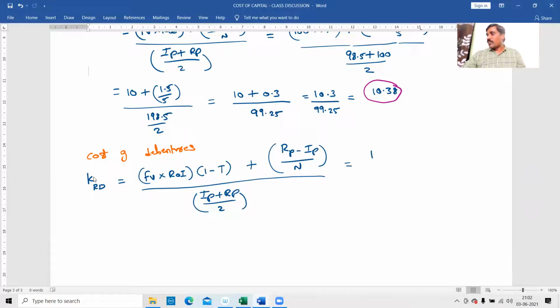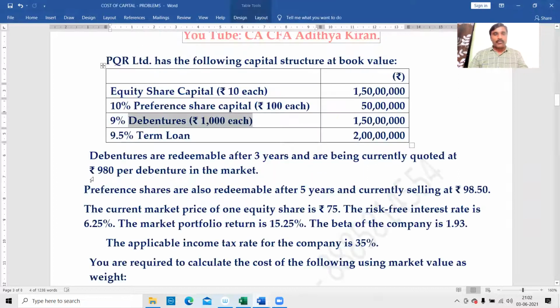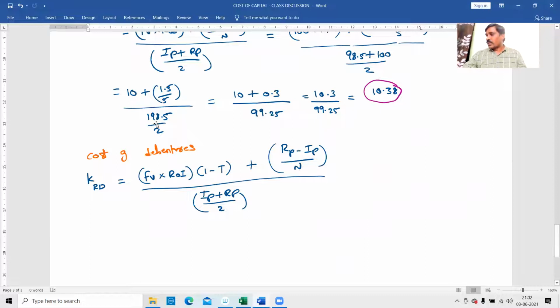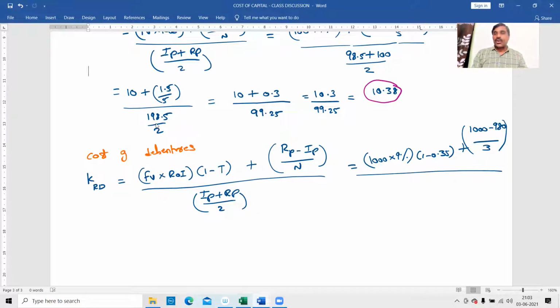What is the face value of the debenture? 1000. What is the rate of interest? 9%. Sorry, 9%. So face value of debentures 1000 into 9%, into 1 minus tax rate. Tax rate is 35%. They have given the tax rate of 35%. Plus, what is the redemption price? 1000, not given. We are assuming it as 1000, divided by 3, because debentures are going to be redeemed after 3 years.